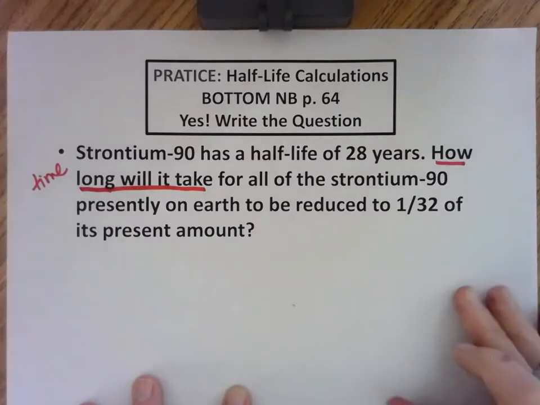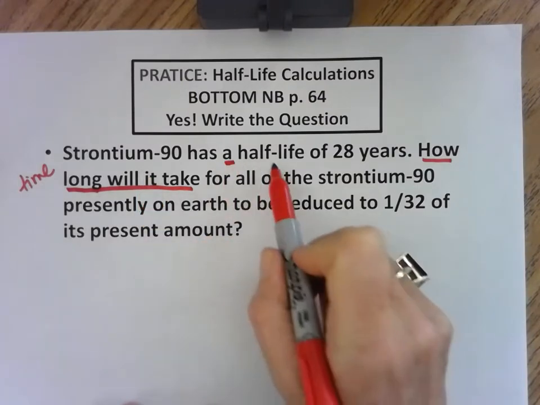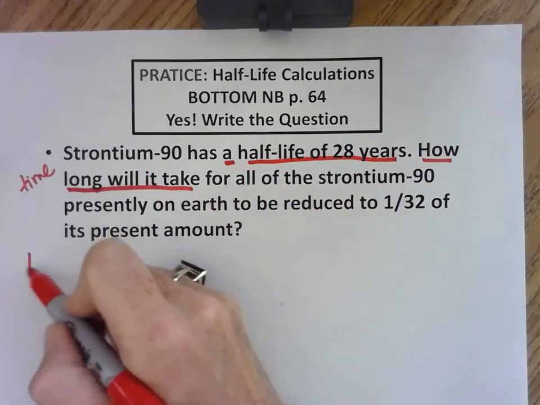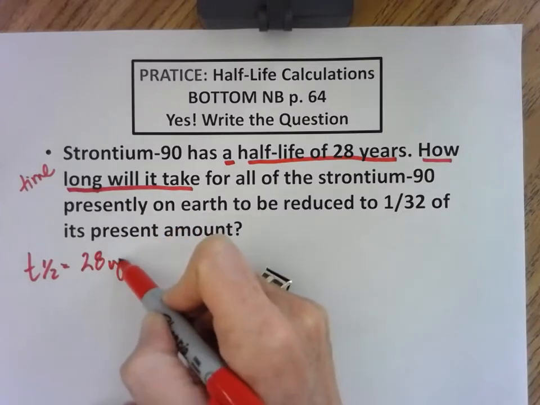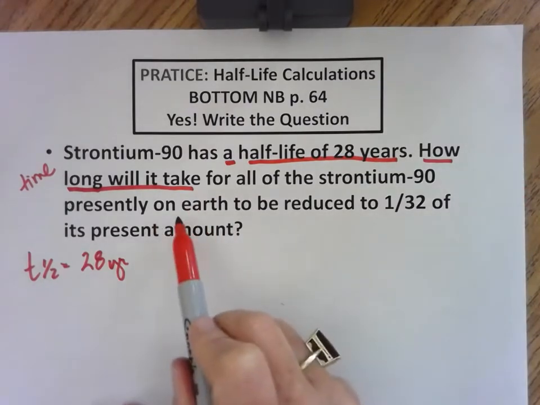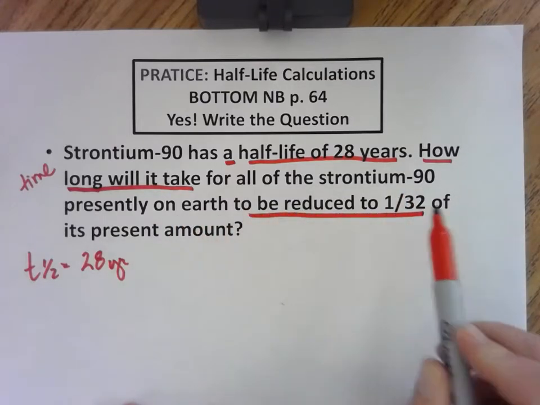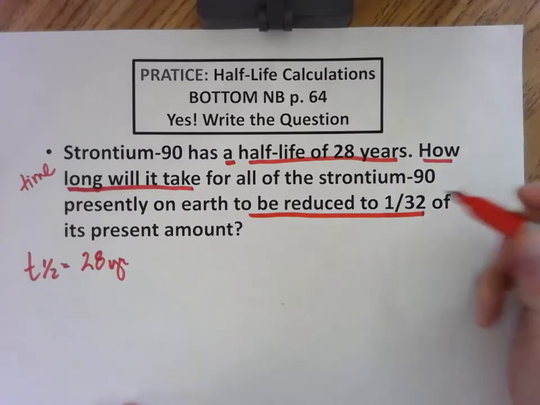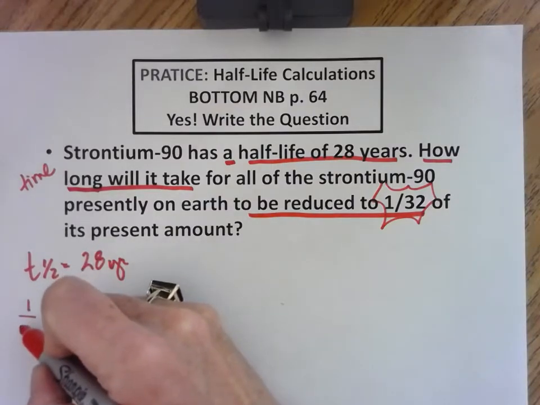Alright, so we're going to look at what we have. Strontium-90 has a, that's singular, half-life of 28 years. So T half represents half-life, and I'm going to jot down that one half-life is 28 years. We already decided it's time, and we want to know how long it's going to take for all the strontium-90 on Earth to be reduced to 1/32nd of its present amount. This fraction right here is something you want to definitely pay attention to. So I'm going to jot down this 1/32.